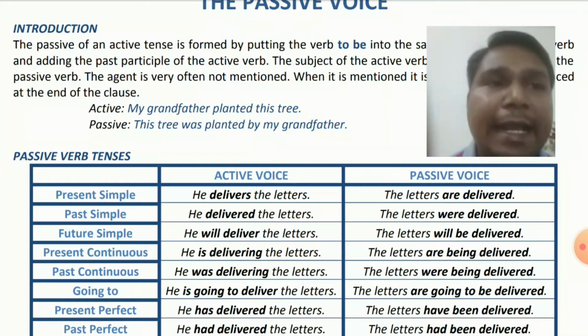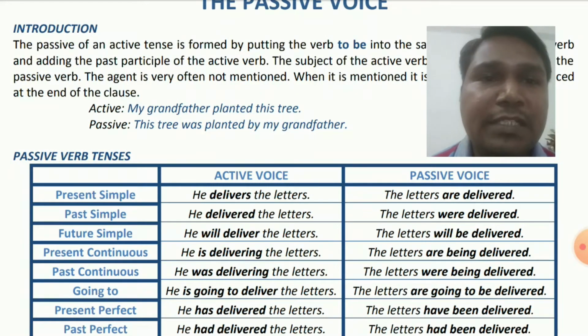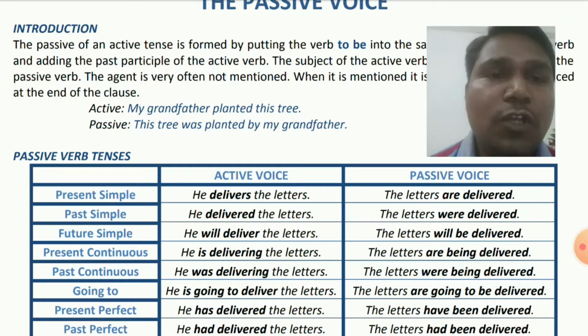The first tense is simple present tense. The sentence of the simple present tense is: He delivers the letters. Now if we want to change the same sentence into passive, the sentence will be: The letters are delivered. Here you can see the agent is not used, but if we want to use the agent, we have to add "by". The letters are delivered by him. So this thing you have to remember.